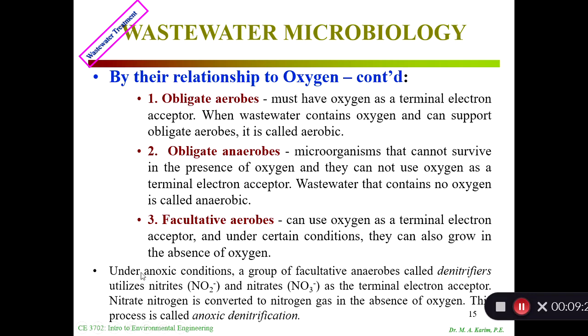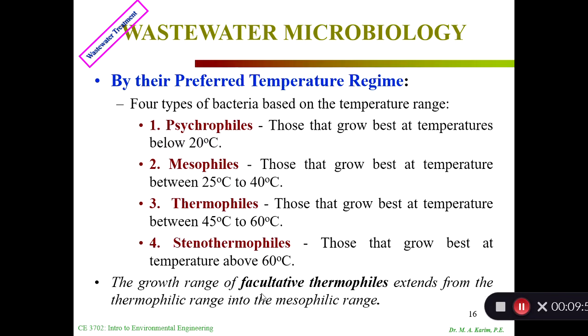So here are some of the anoxic conditions. A group of facultative aerobes and anaerobes called denitrifiers utilize nitrites and nitrate as the terminal electron acceptor. The nitrate nitrogen is converted to nitrogen gas in absence of oxygen. This process is called denitrification. So facultative aerobes can do the denitrification process.